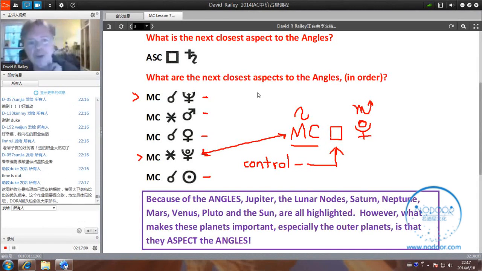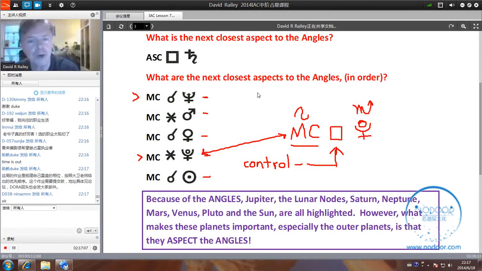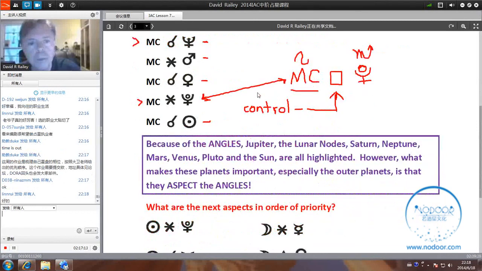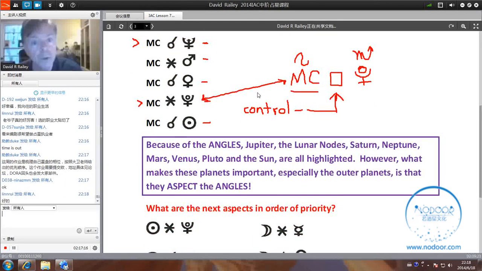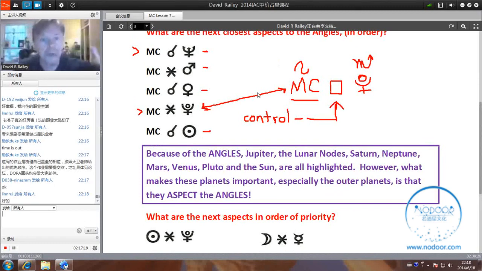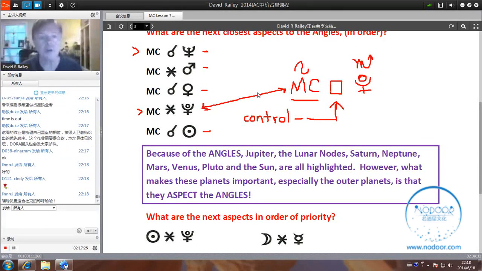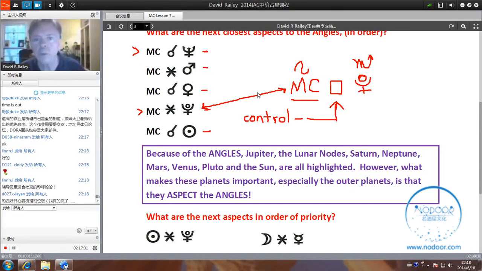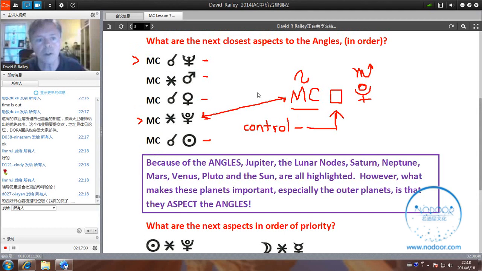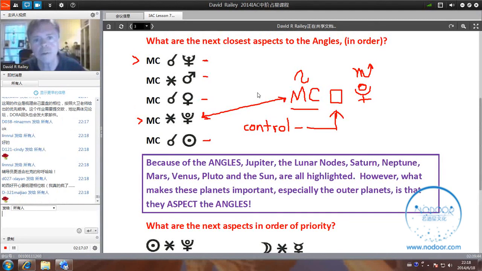So we need to stop for now. The main thing that I want you to do is to become creative with these aspects. Think of stories and think of how to use these aspects in ways that will make your life better.